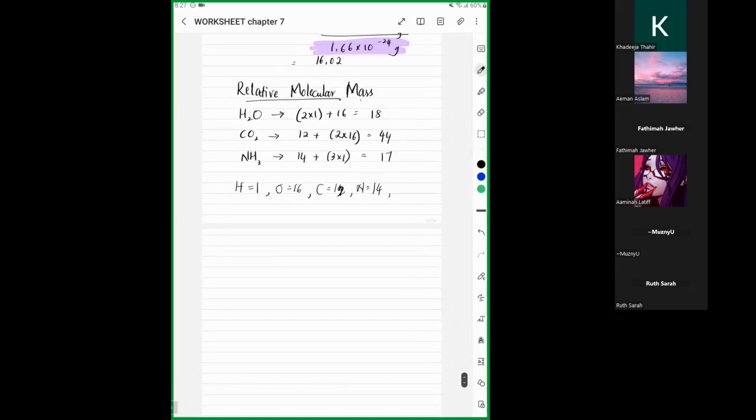So for the relative molecular mass, there's also a symbol, just like this. Okay, again, like I said, there are no units. And this is the most common and the easy way of calculating relative molecular mass.